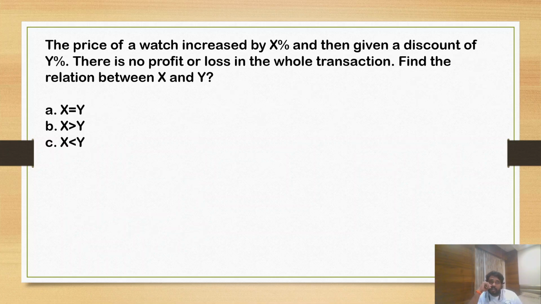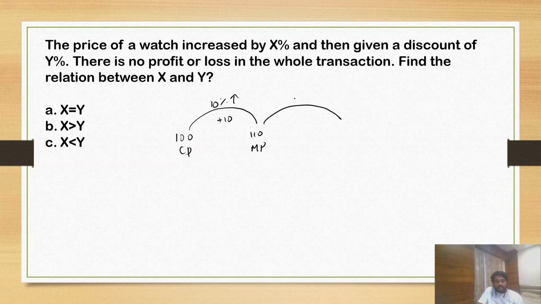The next question: the price of a watch is increased by X% and then given a discount of Y%, and there is no profit or no loss in the whole transaction. Find the relation between X and Y. I'm going to assume the numbers, guys. Let us assume the cost price as 100. He increased it by 10%, so 10% of 100 is 10 and it becomes 110. This is the marked price. From here he had given a discount of some percent.